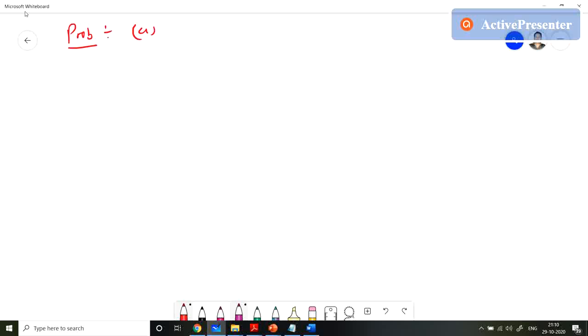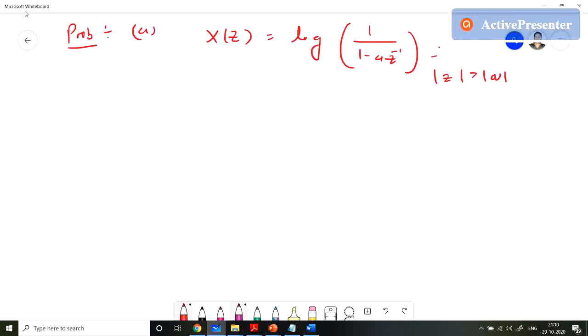Problem A: we have X(z) equal to log of 1 divided by 1 minus a z inverse, and the ROC is modulus of z greater than modulus of a.